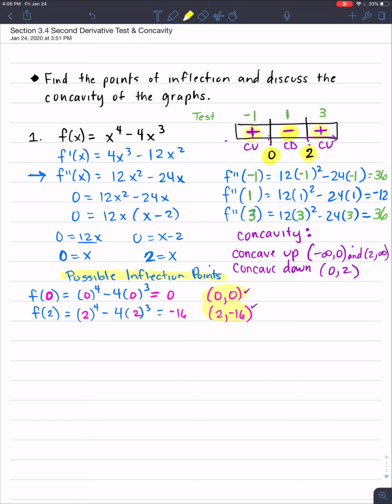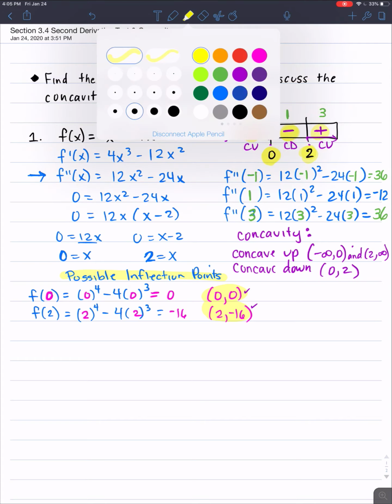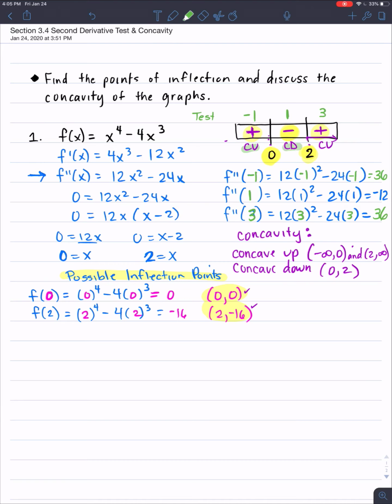When we made our test intervals and checked them, we see that our graph did go from up to down to up, so those were inflection points, and then we can name those regions on the number line. So we go back and do it. The first one we said concave up from negative infinity to 0 and from 2 to infinity. Concave down from 0 to 2, and that's how you name that.